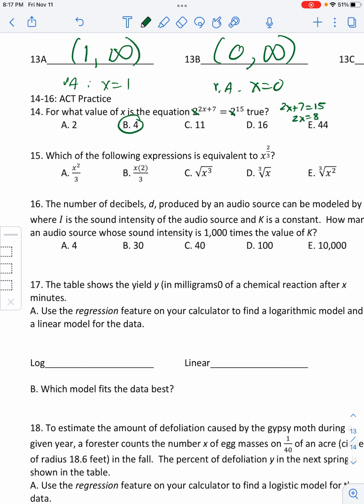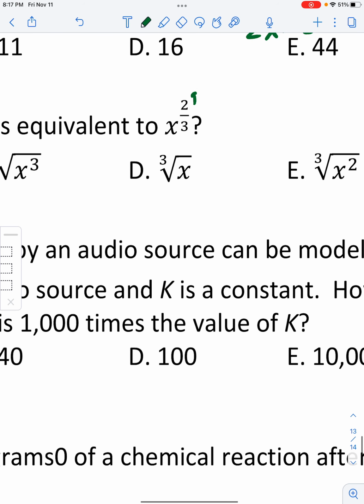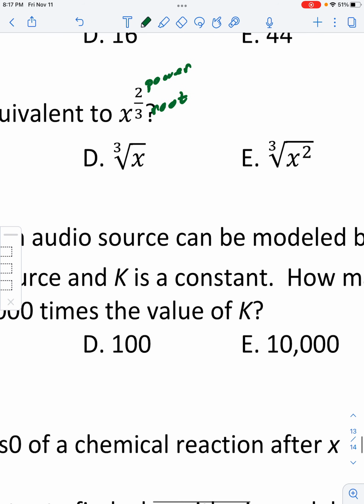Okay, which of the following expressions is equivalent to this thing? Keep in mind when we have fraction powers, the top is the actual power and the bottom is the root, like a plant. The root goes in the bottom. So if I rewrite this, it's going to be a cube root. Oopsies, it should be the cube root of that x, but then squared. Or you can also write it as the cube root of x squared.